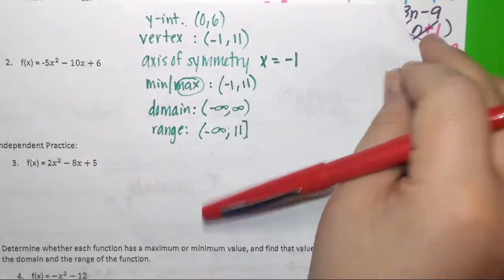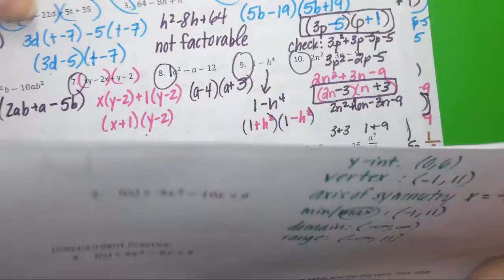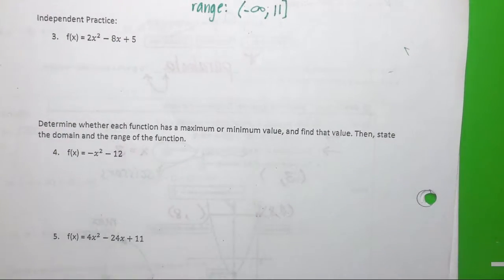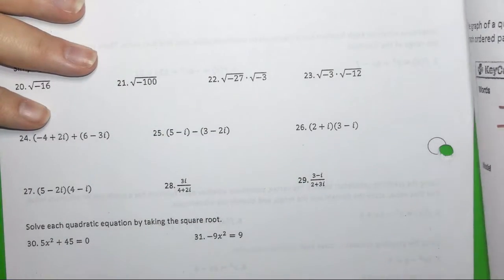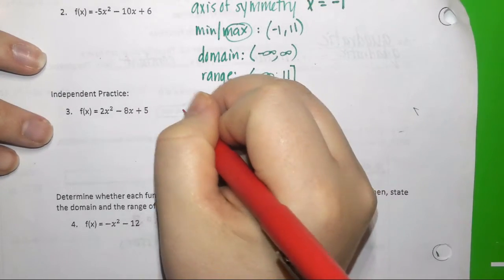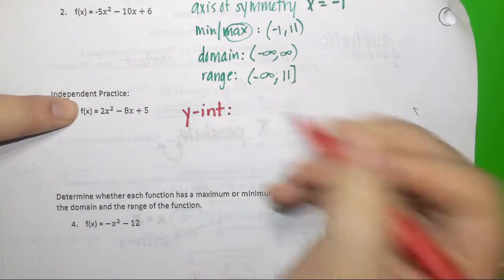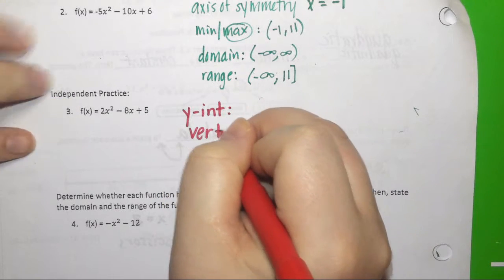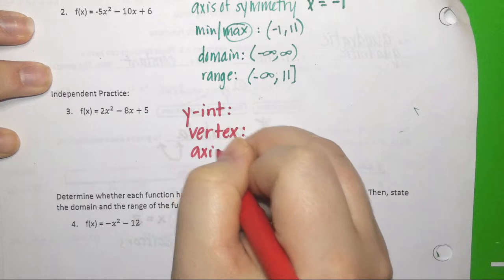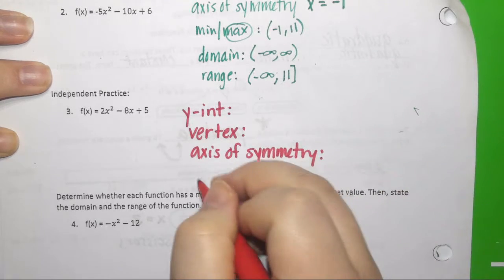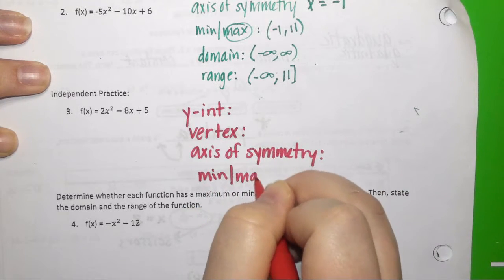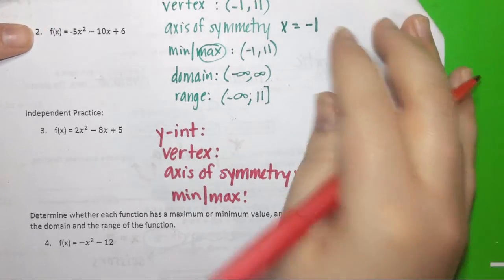And we're also being kind of lazy. So the directions said we were supposed to sketch a picture of the graph. We're not doing that. The directions also said that we were supposed to make a table of values. We're not doing that either. So all we're doing is that list we made yesterday. We want to know from this quadratic function the y-intercept, the vertex, the axis of symmetry, if it's a min or a max, and then the domain and the range.